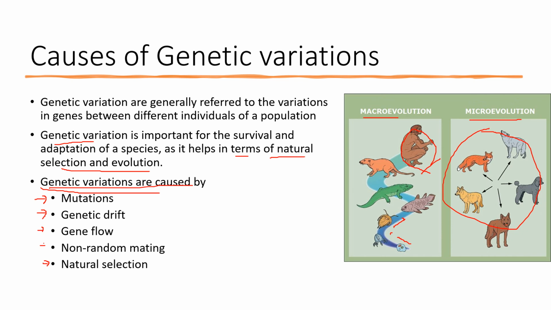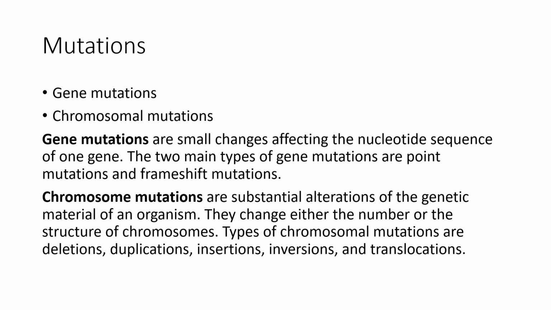So the main cause of genetic variation is the mutation. Mutation is the main cause by which genetic variation occurs. Now we will study in detail all these: genetic drift, gene flow, non-random mating, and natural selection. So let's have a look at the mutation.